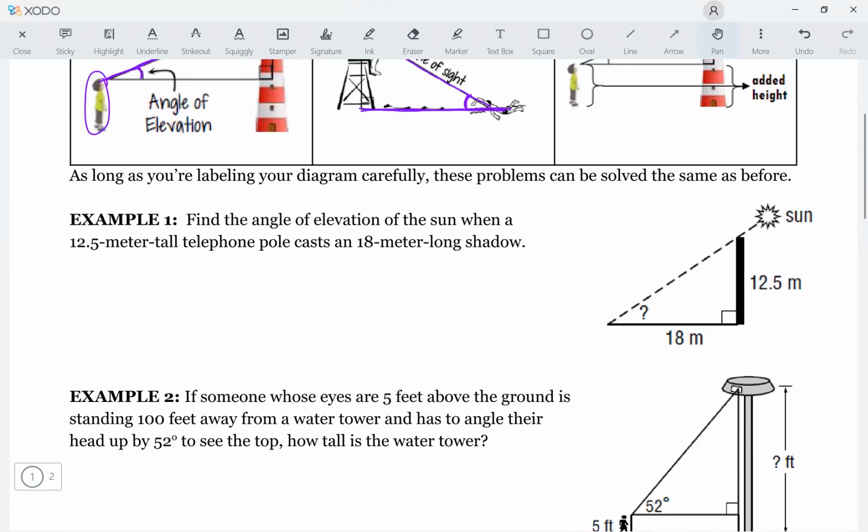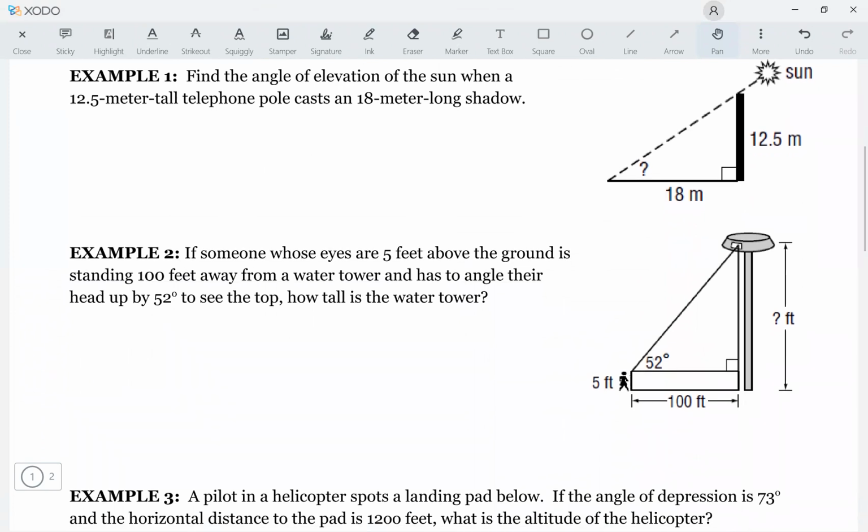Our first example, we're going to look at the angle of elevation of the sun when a 12.5 meter tall telephone pole casts an 18 meter long shadow. In this case, we're going to imagine if we had somebody sitting down at the base point, person, bug, cat, whomever. The angle of elevation of the sun is if they were to look to the top of the telephone pole and line their sight up with the sun, which of course we would never want them to look directly at the sun, that makes our angle of elevation. And I'm going to go ahead and mark that as theta.